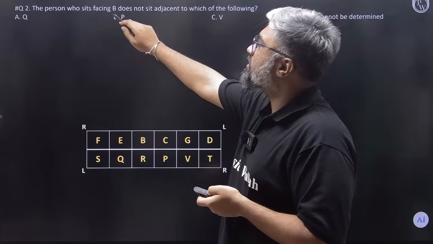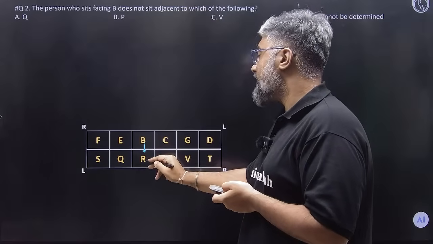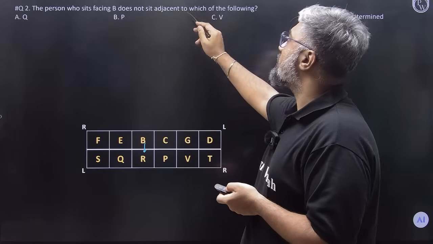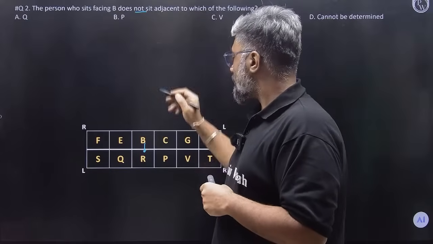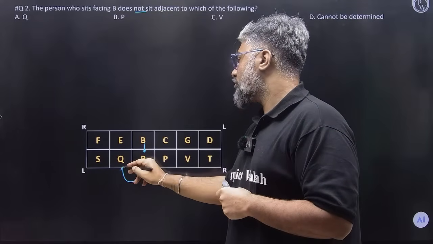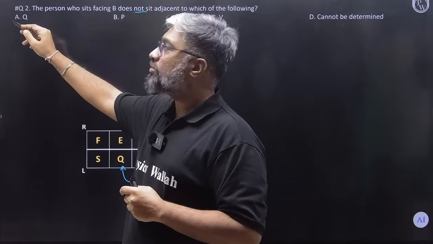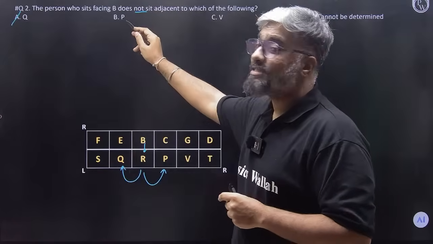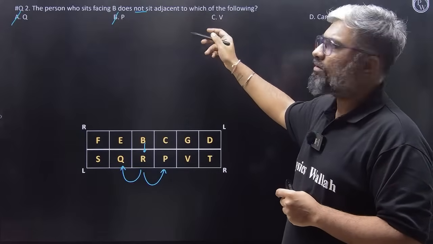The person who sits facing B, who's facing B? R is facing B. Does not sit adjacent to which of the following? This guy sits adjacent to Q and to P. Does he sit adjacent to Q? Yes. Does he sit adjacent to P? Yes. Does he sit adjacent to V? No.